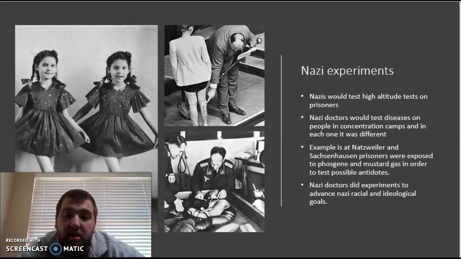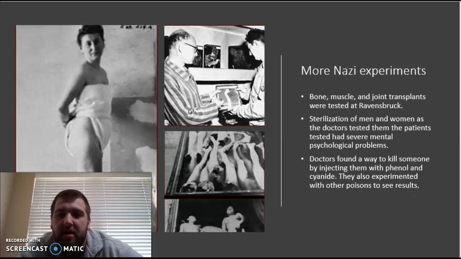Nazi doctors did experiments to advance Nazi racial and ideological goals. Some of the tests the Nazis did were bone, muscle, and joint transplants, and sterilization of men and women as doctors tested them. The patients tested had severe mental and physiological problems.